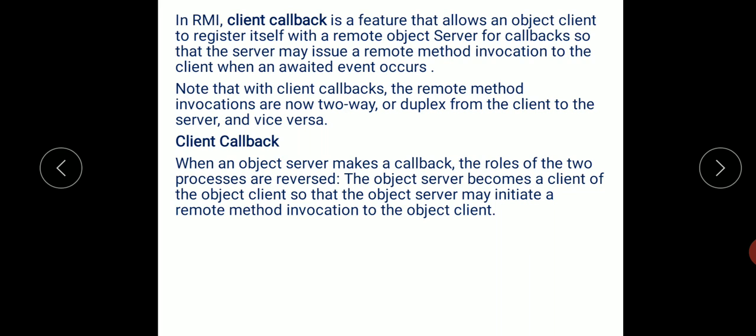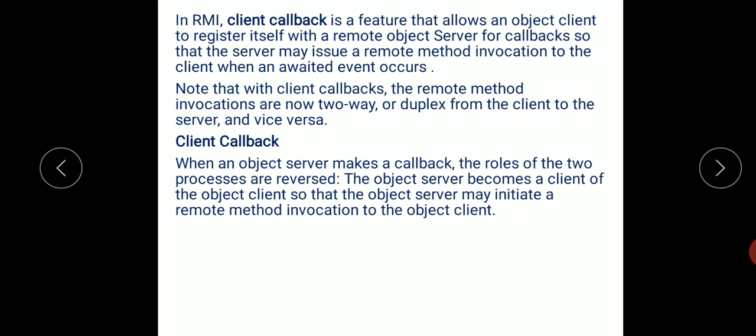In RMI, client callback is a feature that allows an object client to register itself with the remote object server for callback, so that the server may issue a remote method invocation to the client when an awaited event occurs. The client has to register itself with the remote object server, and when the awaited event occurs, the server calls back the client. So with client callbacks, the remote method invocations are two-way, or duplex, from the client to the server and from the server to the client.